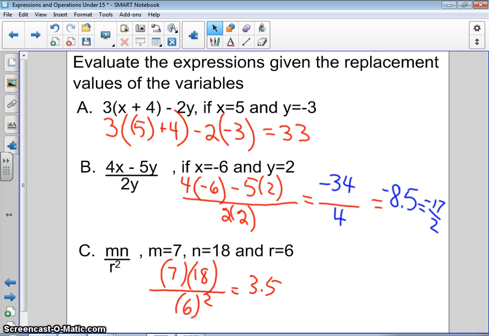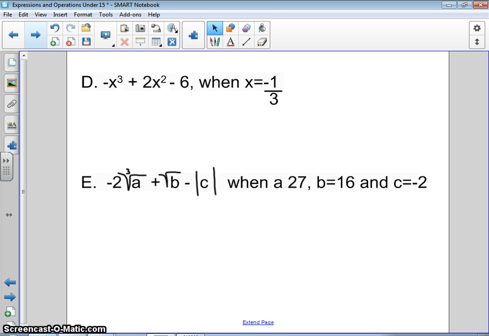All right, for the next question, we've got negative x cubed plus 2x squared minus 6, and this time we're replacing x by the fraction negative 1/3. There's almost always one on the SOL test where you have to replace it by a fraction. Remember, this negative sign goes right there. Then you're going to open parentheses because we're replacing x. Negative 1/3 is going to be put in your calculator as negative 1 divided by 3.